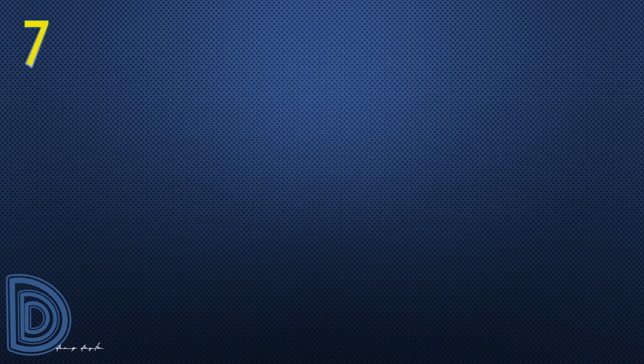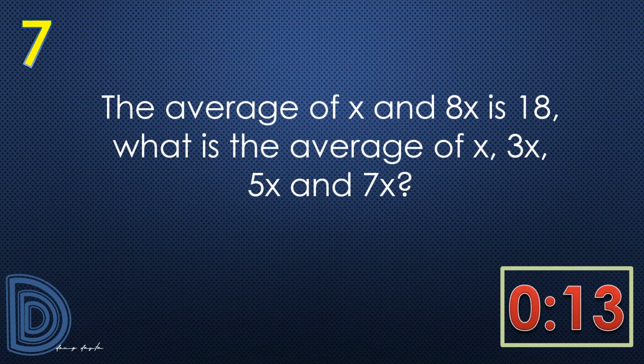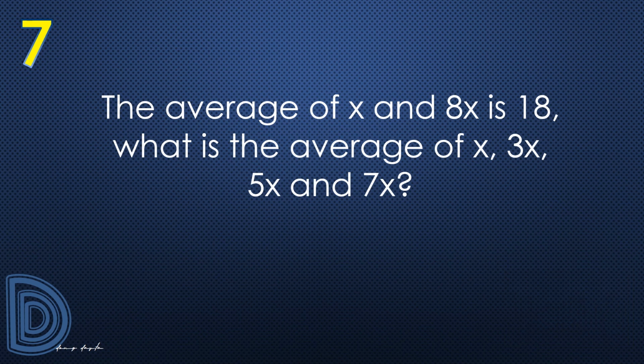Question number 7. The average of x and 8x is 18. What is the average of x, 3x, 5x, and 7x? Go. Time is up. The answer is 16.